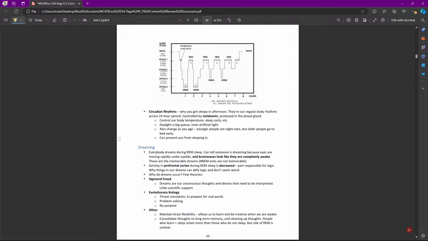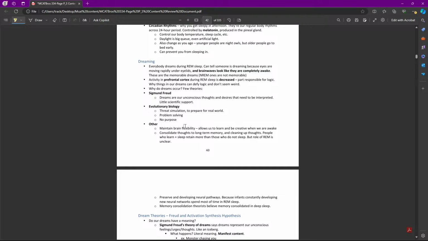Daylight is a big cue, even artificial light. Rhythms also change as you age. Younger people are night owls, but older people are in bed early. It can prevent you from sleeping in. So, the more light you see, the more melatonin is suppressed. Once you reduce light, melatonin can be produced quicker.